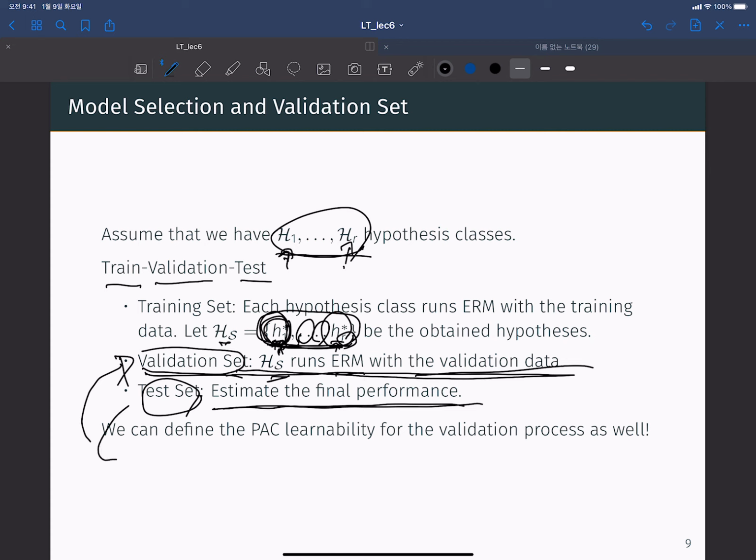That's why we have to use a test set, so that the selected hypothesis is really good for testing. Especially when we design a deep learning network architecture, there are a lot of hyperparameters, which means there are a lot of different hypothesis classes. R is very, very huge. So the test set is very useful, especially in deep learning models.